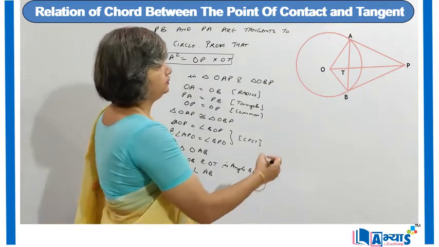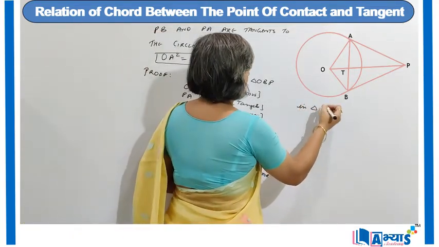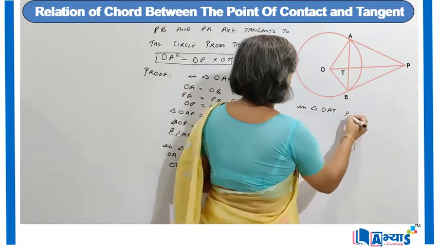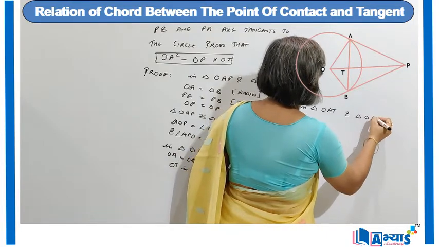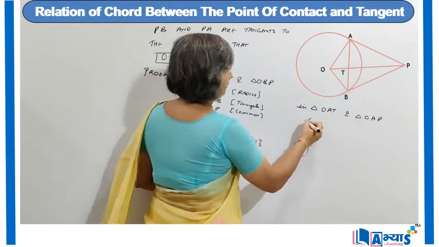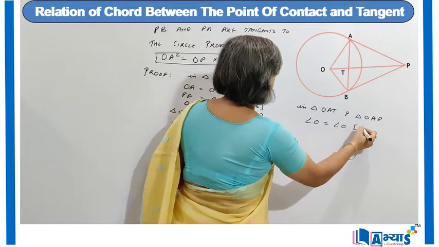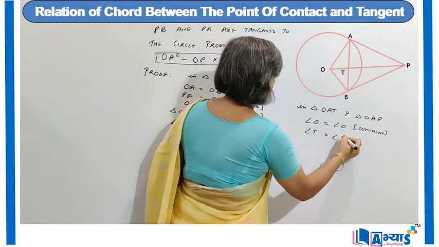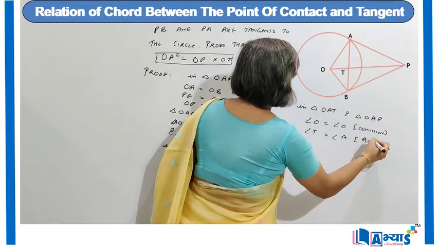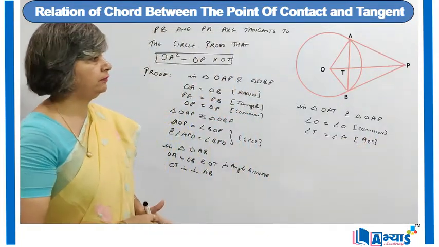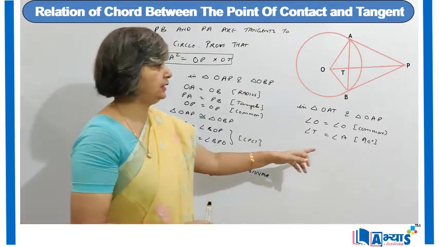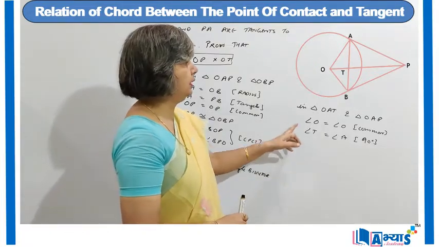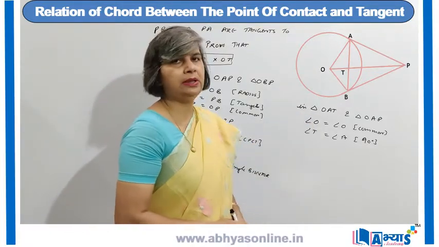Now in triangle OAT and triangle OAP, angle O is equal to angle O, it is common in both, and angle T is equal to angle A, 90 degree, because we know that the tangent makes an angle of 90 degree with the radius, so angle A is 90 degree, and as OT is perpendicular to AB, so angle T is 90 degree. Now the two triangles are similar by the AA criteria.